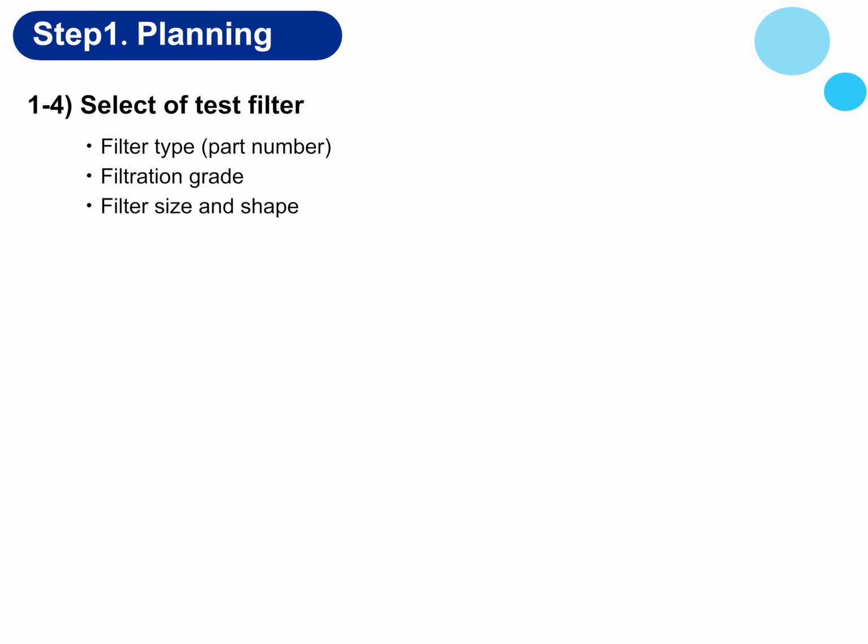The next step is to select a test filter. A major advantage of small volume filtration experiments is that many types of filters can be tested with a small amount of liquid. The type of filter to be tested, including filtration grade, shape, and size, will be determined according to the purpose of the filtration experiment.